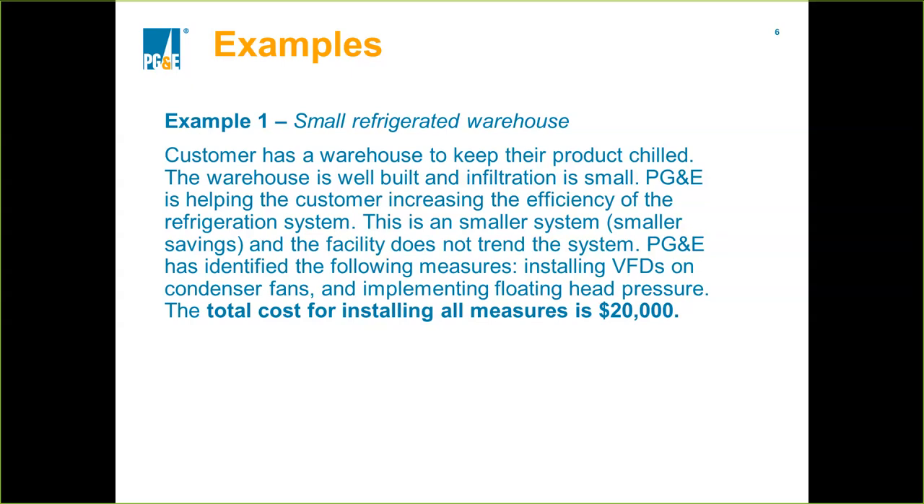PG&E has identified through the energy audit that there are a few energy efficiency measures that they can benefit from. One is installing VFDs on condenser fans, and the second one is implementing floating head pressure. And the cost for the customer to implement these measures is around $20,000.